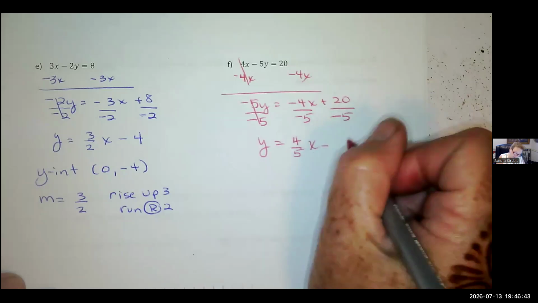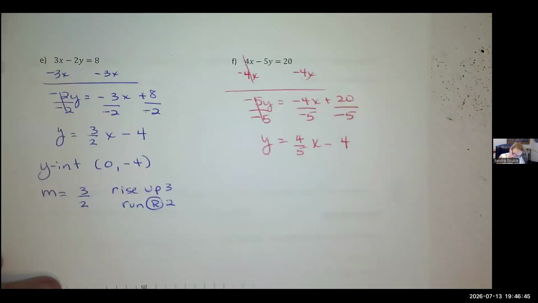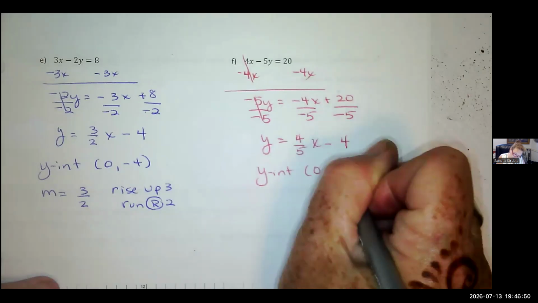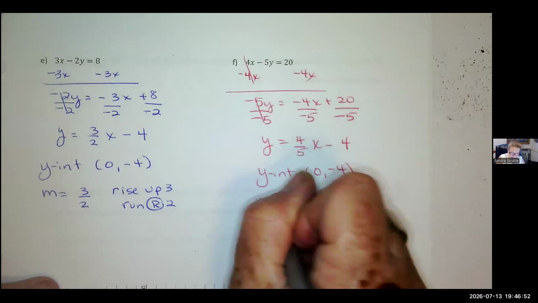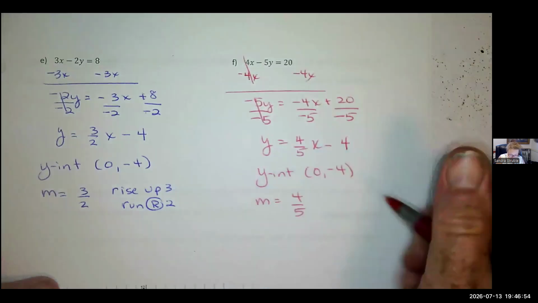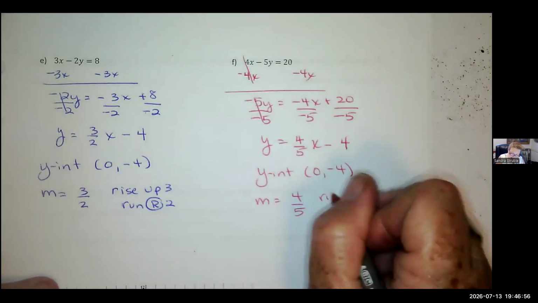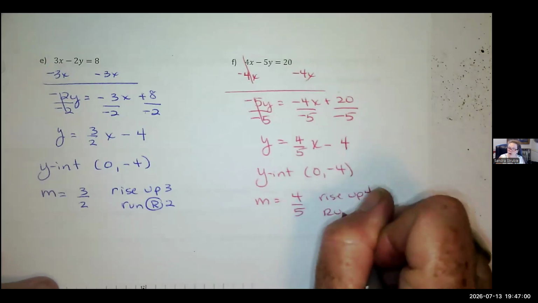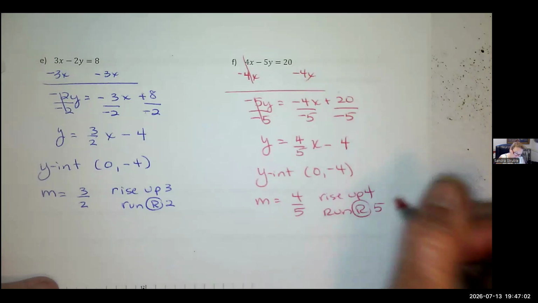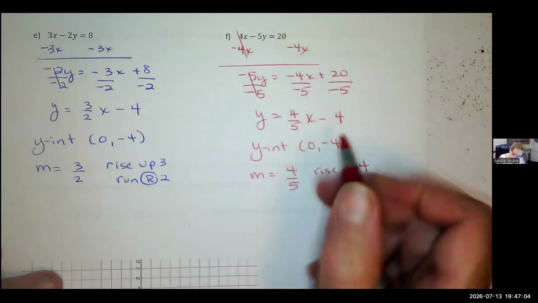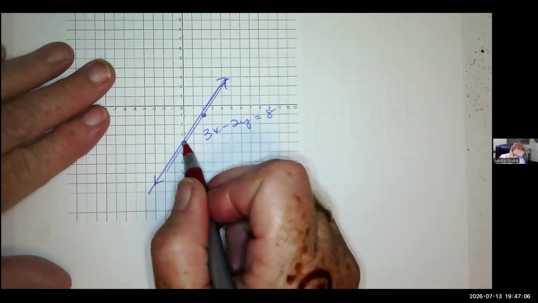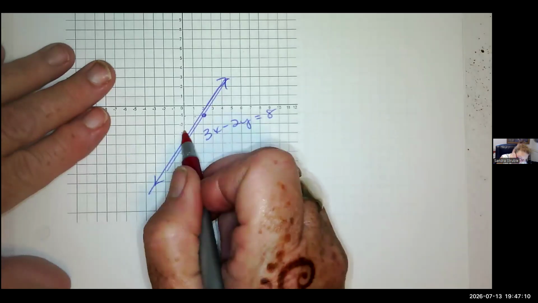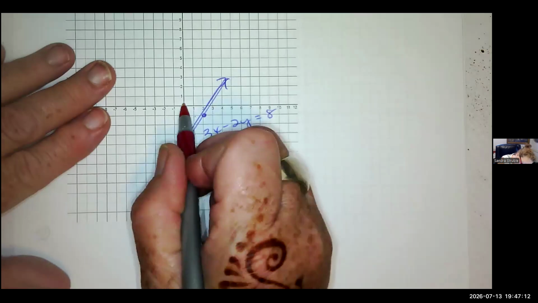My y-intercept is (0, -4). And my slope is 4/5. So I'm going to rise up 4 because it's positive, and then I'm going to run to the right 5. Starting with your y-intercept of (0, -4), same one as we have here, but we're going to go up 4, 1, 2, 3, 4, and we're going to run to the right 5, right there.